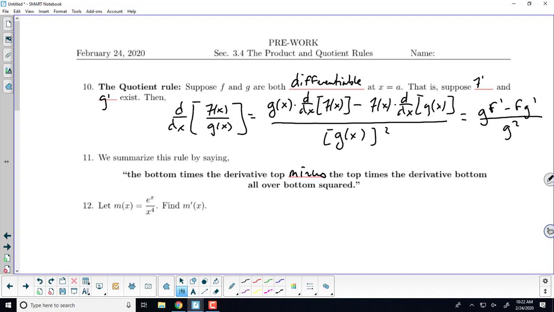Folks, there's other little ditties out there. I'm not really a big fan of ditties. Some people say you call this the low one, and you call this one the high one, and then you could say low d high minus high d low, square the low, and there you go. I find that so hard to remember that I would rather just memorize the stinking quotient rule. But whatever works for you. You have to know this.